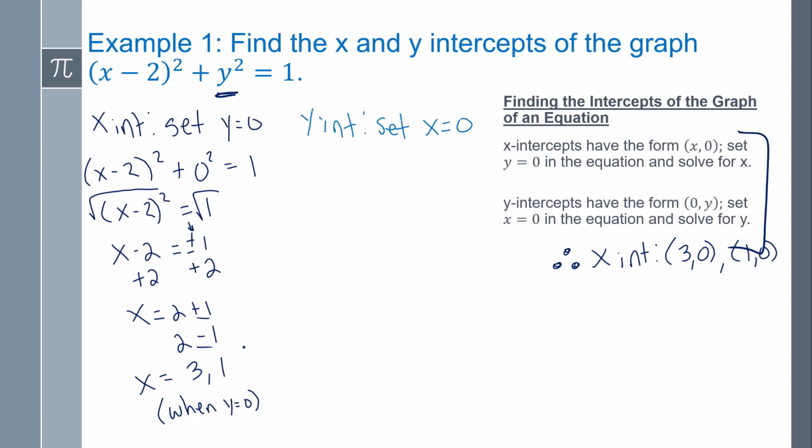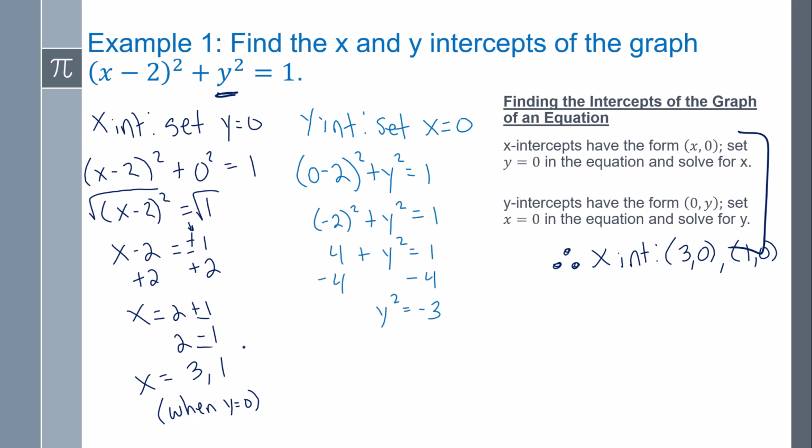So now let's look at the y-intercepts. Now to do that, you have to plug in 0 for x, or you set x equal to 0. So if I plug in 0 for x, you get this statement: (0 - 2)^2 + y^2 = 1. Solve for y. We need to get y by itself. So (-2)^2 is 4. Subtract 4 on both sides, I get y^2 = -3.